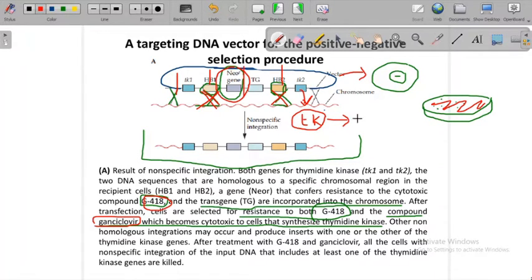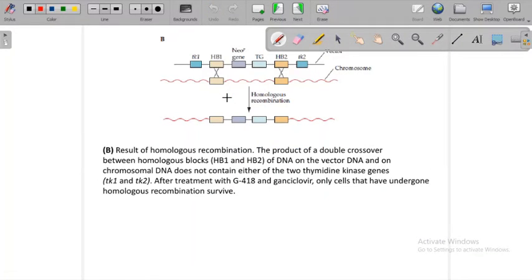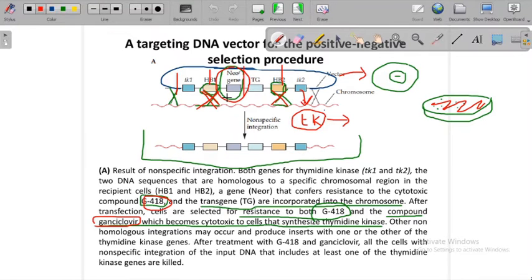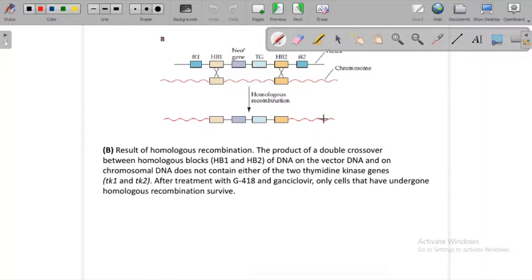So this procedure is called selection. Now what is meant by positive? Selection based on the neomycin resistance gene is positive. We can say that this kind of selection is called positive.